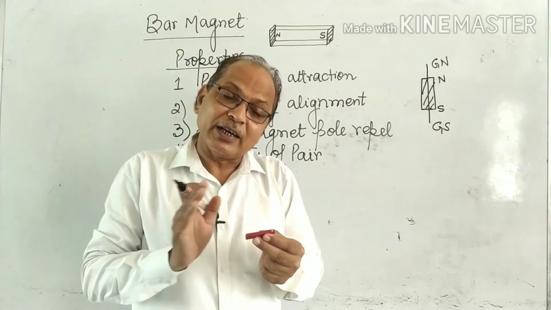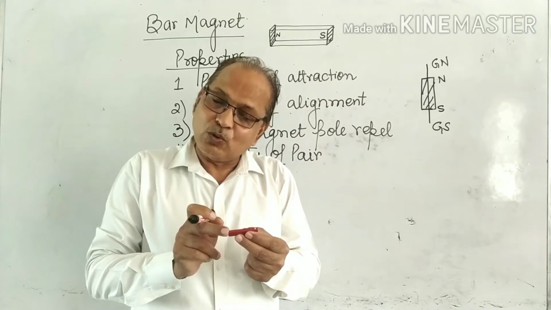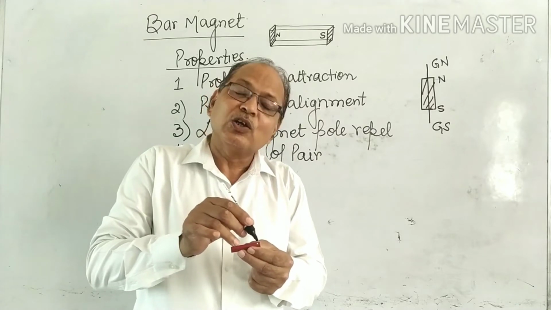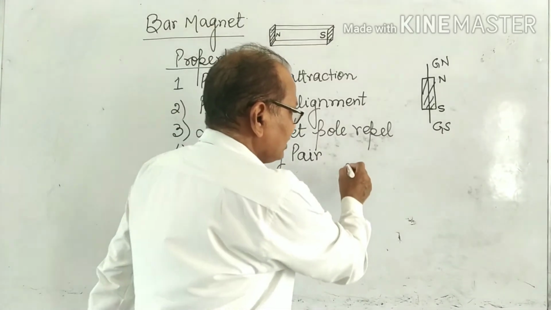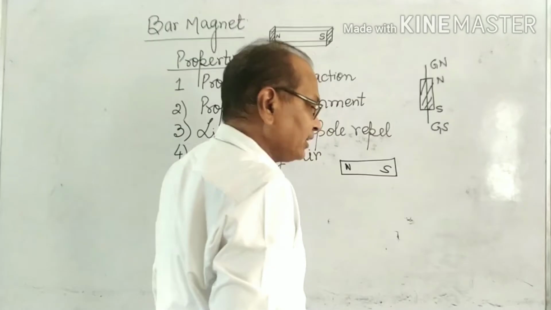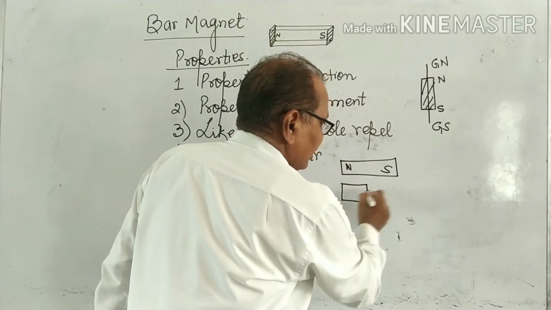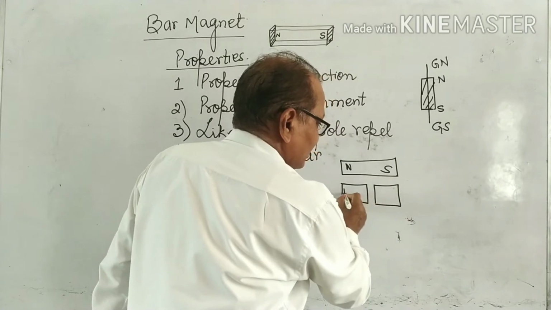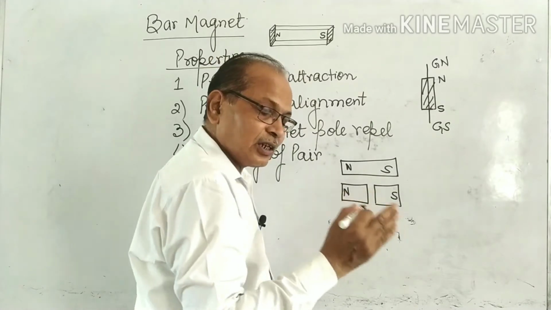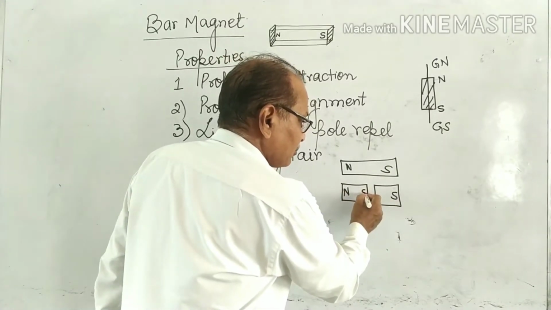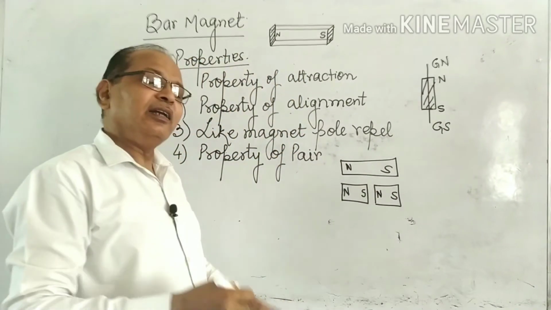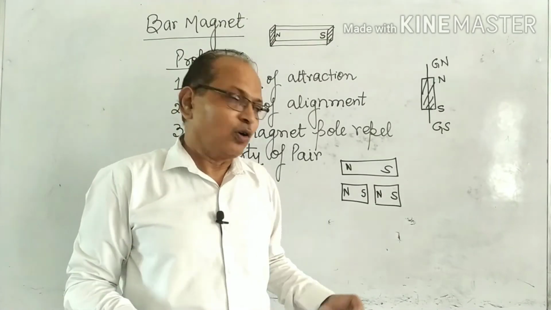If you cut it, again this end is south, so north will develop at the other end, and another south will develop, and this is north already. That is, if this is the complete magnet, north and south, and you cut it into two halves like this, this is one half and this is another half. The north and south already exist, but on the cut surfaces of these two halves, this end becomes south and this end becomes north. That is, again automatically north and south will develop.